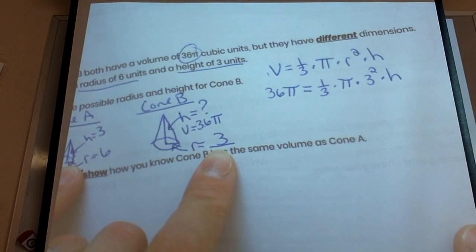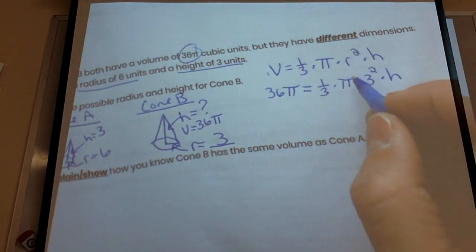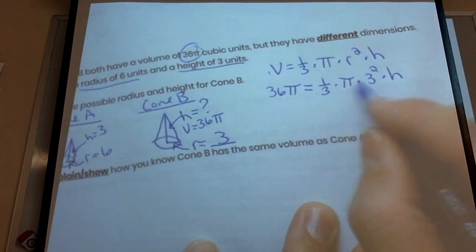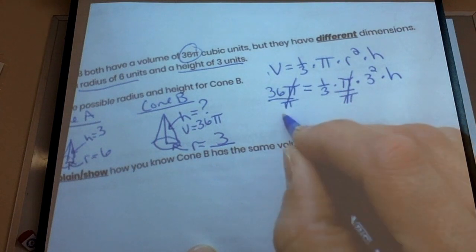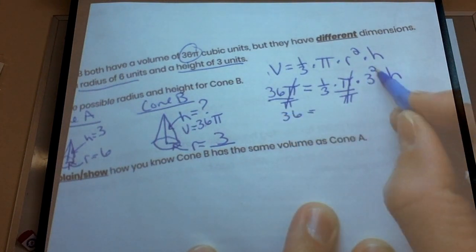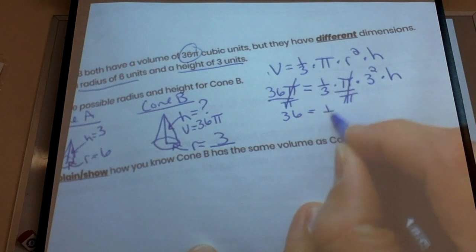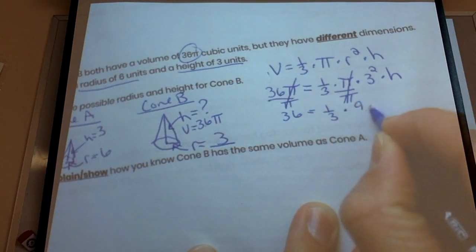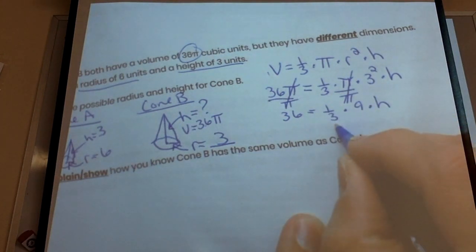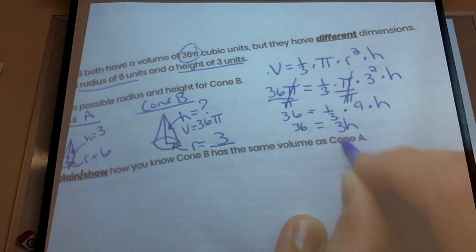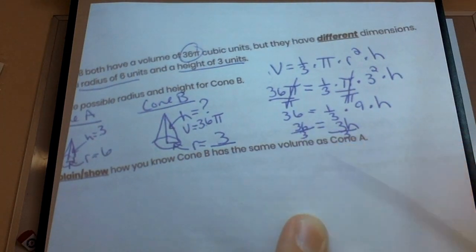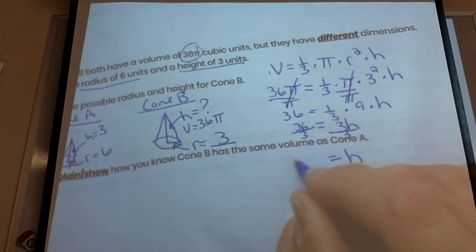So I'm just going to try to clean this up a little bit. And I'm going to divide by pi on both sides. That cancels, so we get 36. I'm also going to do 3 squared. 3 times 3 is 9, so we have 1/3 times 9 times our h. 1/3 times 9 is 3. So we have 3h equals 36. And then we have to divide by 3 to get h all alone. 36 divided by 3 is 12, so h will be 12.